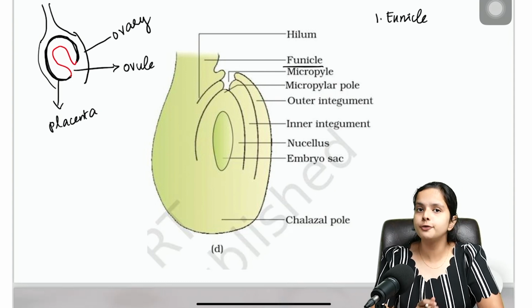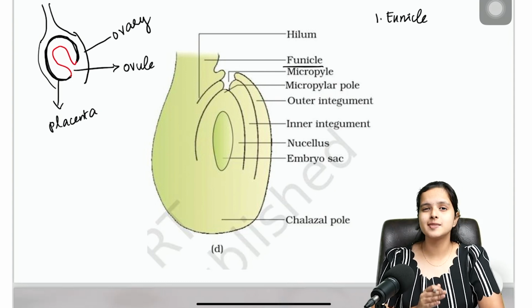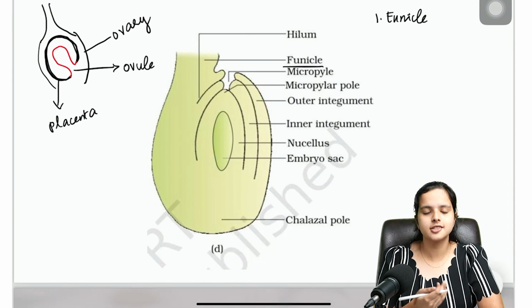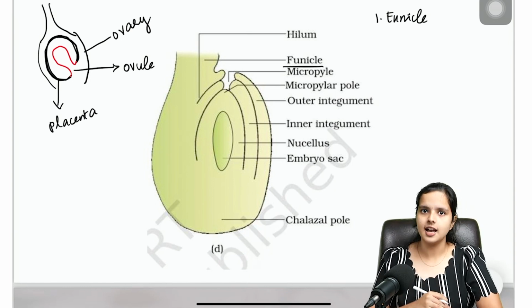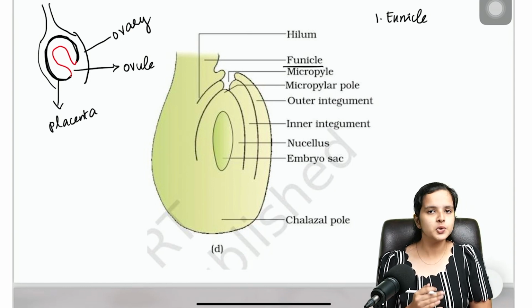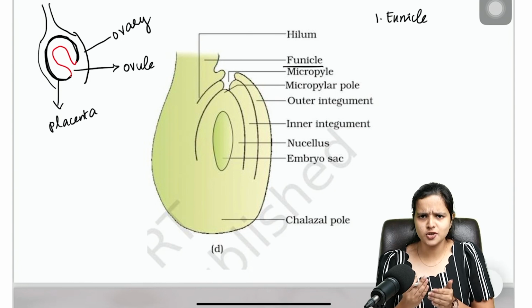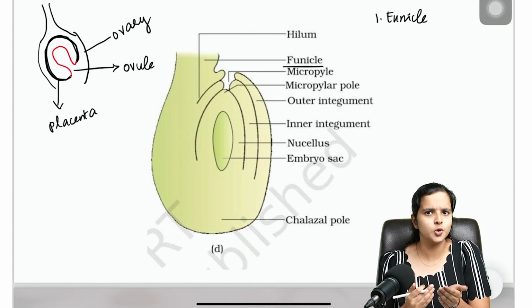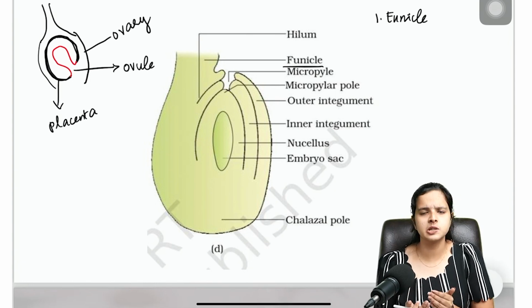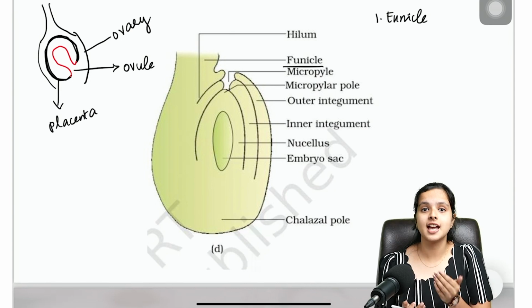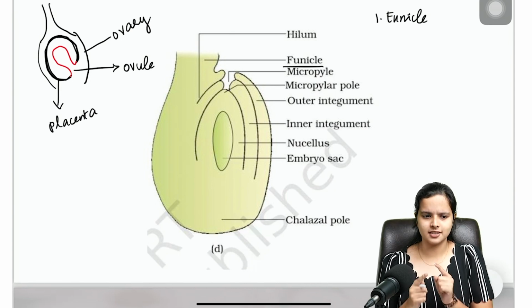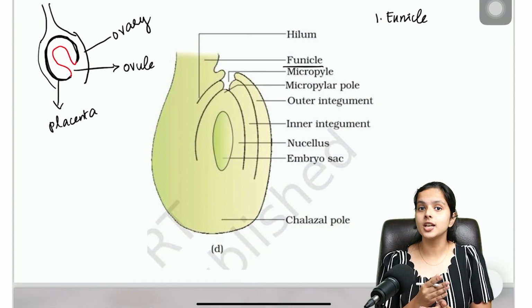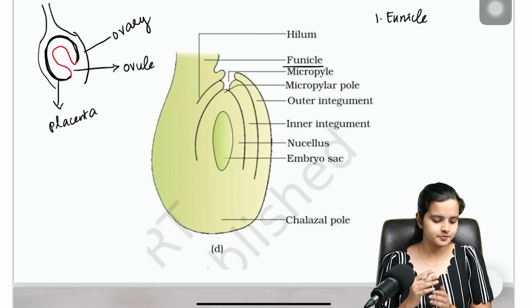Okay, so you have the funicle. So what is a funicle? Funicle is basically a stalk that connects the placenta and the ovule. I already told you the ovule is arising from the placenta, so there should be something that connects them. There should be some connection between the placenta and the ovule. Sorry if I'm confusing ovary and ovule. Those are completely two different things. I'm talking about the structure of the ovule over here.